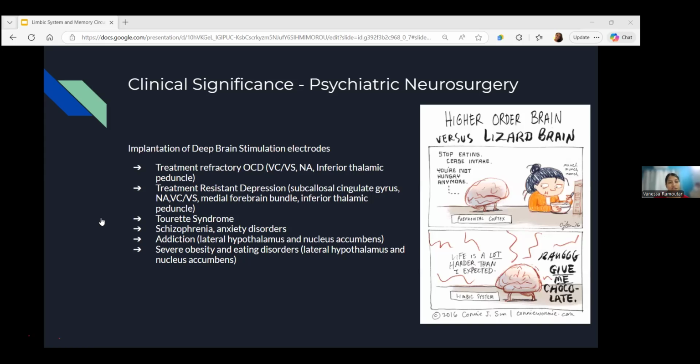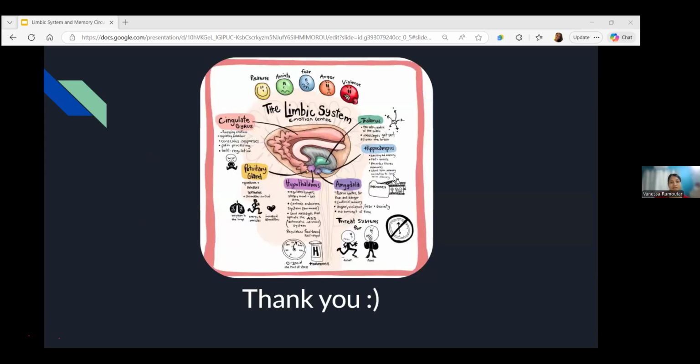So psychiatric neurosurgery refers to surgical techniques targeting behavioral disorders. This involves the implantation of deep brain stimulation electrodes into areas involving specific conditions, such as OCD, treatment-resistant depression, Tourette's, schizophrenia, anxiety disorders, and addiction. The use of DBS for OCD is the only procedure that is currently FDA approved. The others are still being investigated. So that is the end of my presentation. I will now show the video.